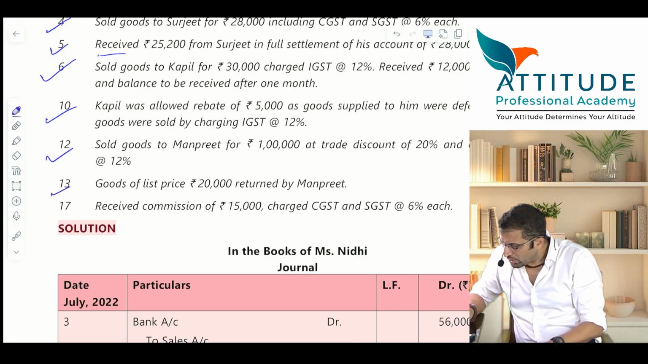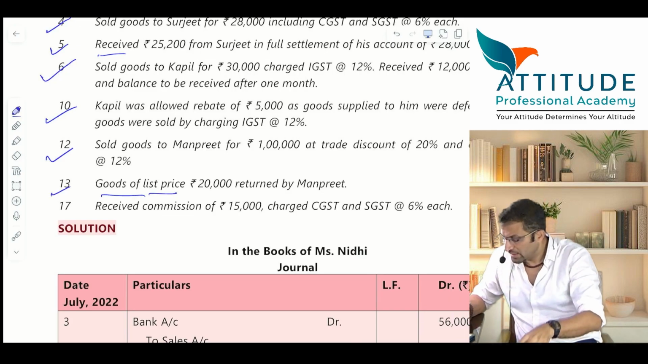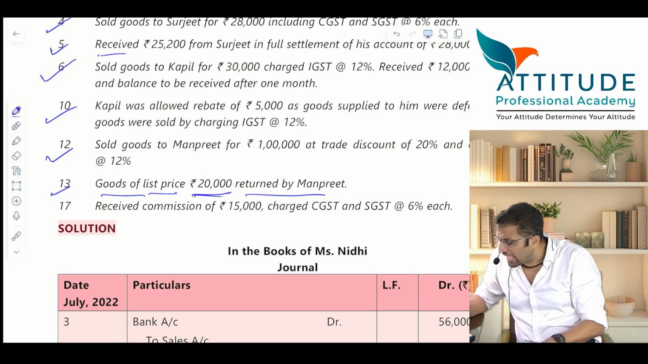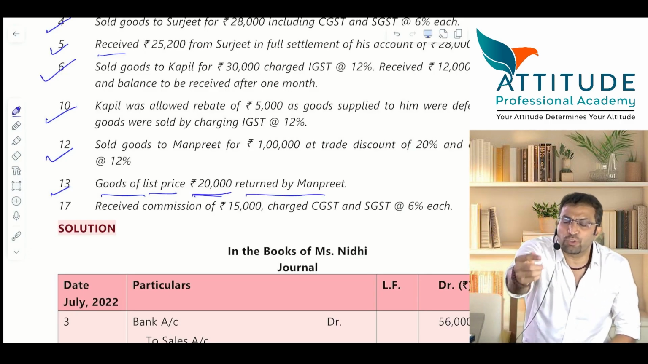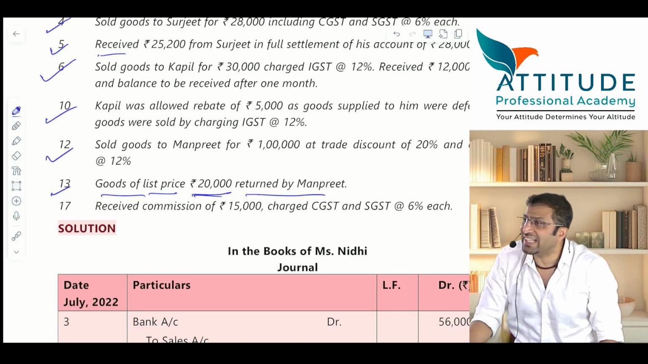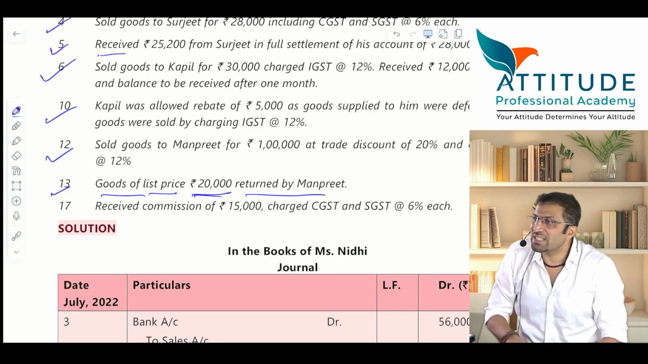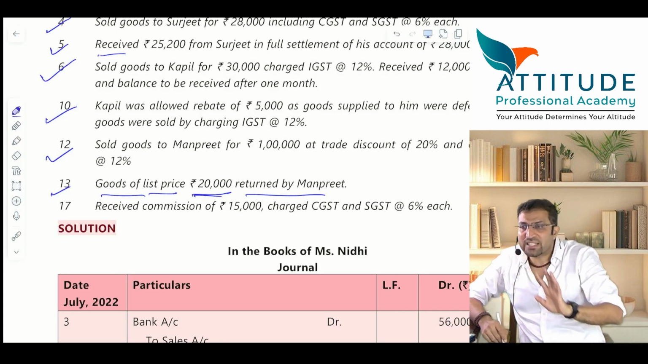Next one, the 13th one. Goods of the list price. List price means before trade discount. Goods of the list price 20,000 returned by Manpreet. I am Manpreet. I am returning it to you. You have already sold the goods to me, and I am returning it to you. From your angle, it is sales return. Goods are coming in, and sales or sales return should be excluding GST.